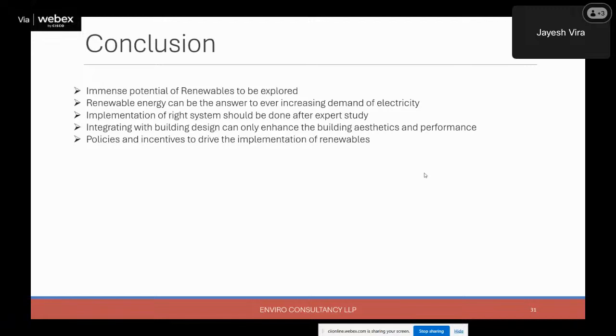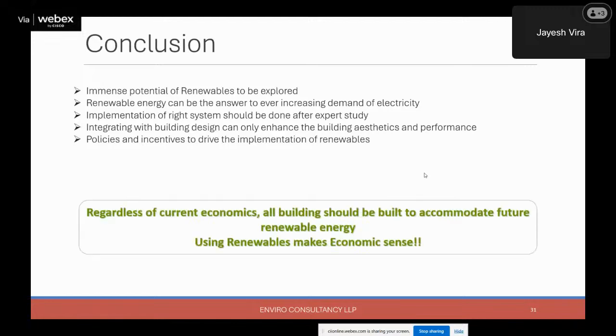Policies and incentives are something which IGBC and other organizations are, and would be, working on, also with respect to a few governments where the policies are not so suitable to incorporate more of these renewables. So at the end, regardless of any current financial conditions, all new buildings being designed should be able to accommodate future renewable energy, and of course using renewables makes economic sense.